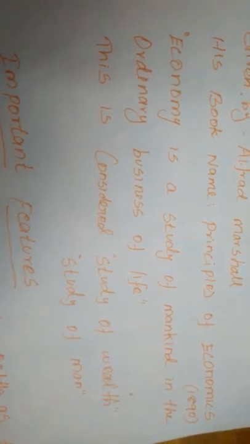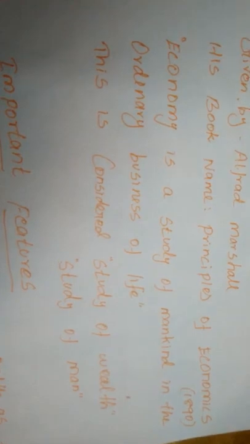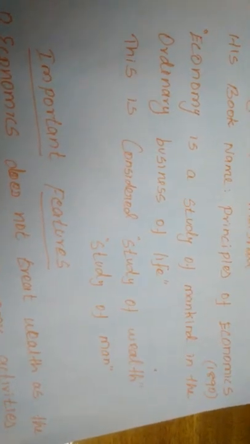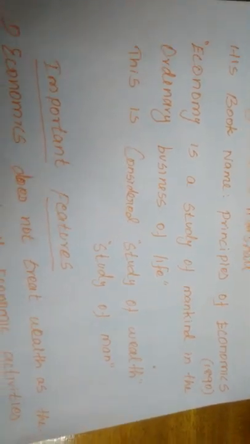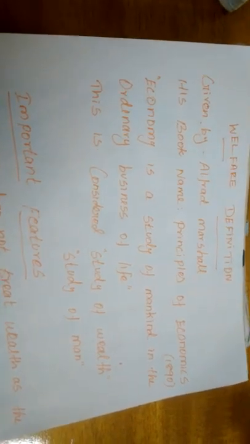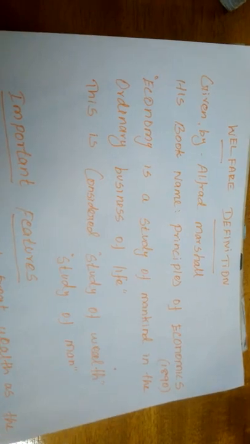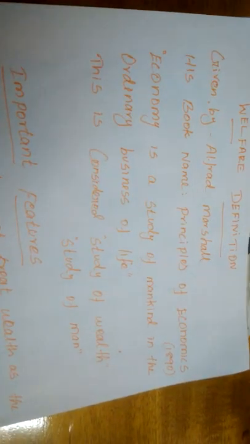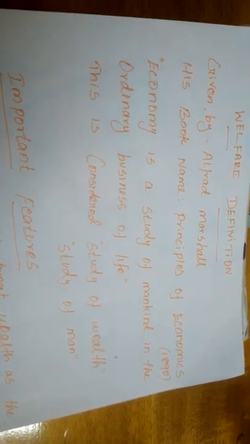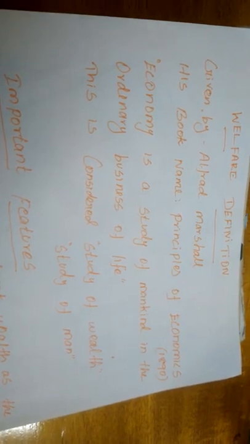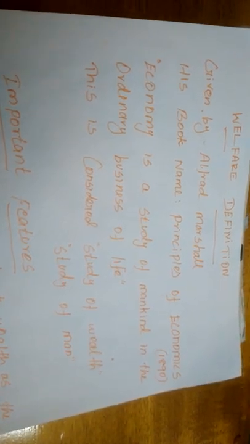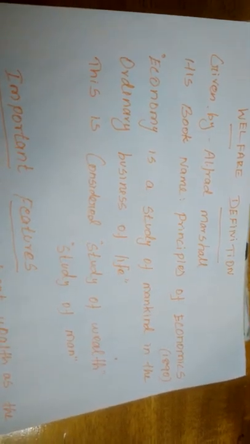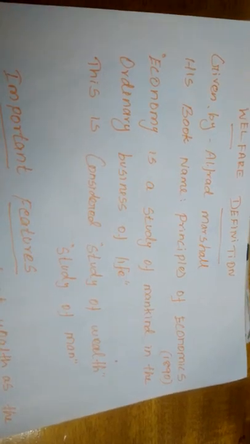So economics is considered the study of mankind in our ordinary life, and this is considered the study of wealth and the study of man. One side, this definition considers economics the study of wealth, and another important side is the study of man. Because if there is more human wealth, national wealth or other types of resources will be created. For whom will all the wealth be created? For the purpose of consumption by humans only. So before improving the wealth, we must improve the man or human.